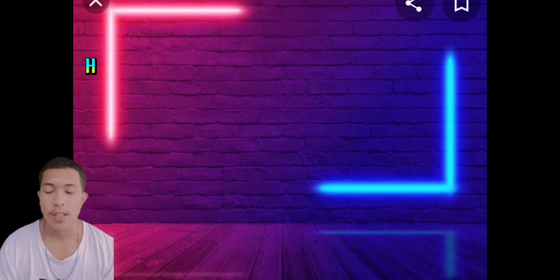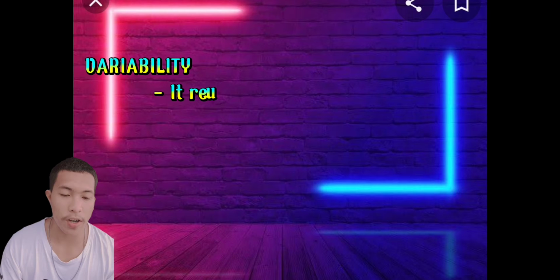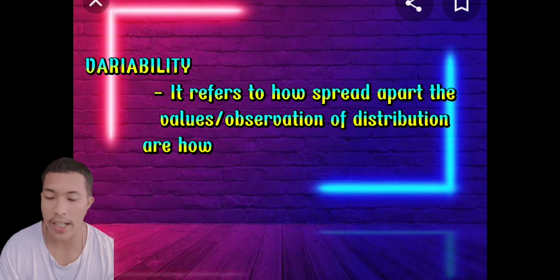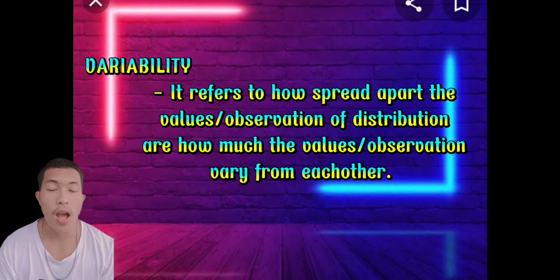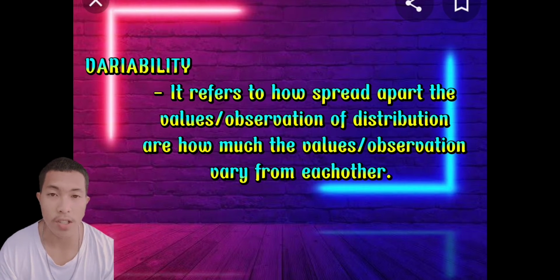Good day everyone. So for now, I am going to report about the measure of variability. But before anything else, we must identify first what is variability. So, what is variability? Variability refers to how spread apart the values or observations of the distribution are, how much the values or observations vary from each other.